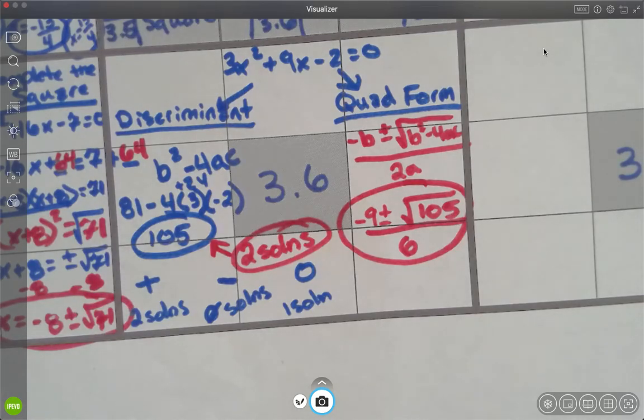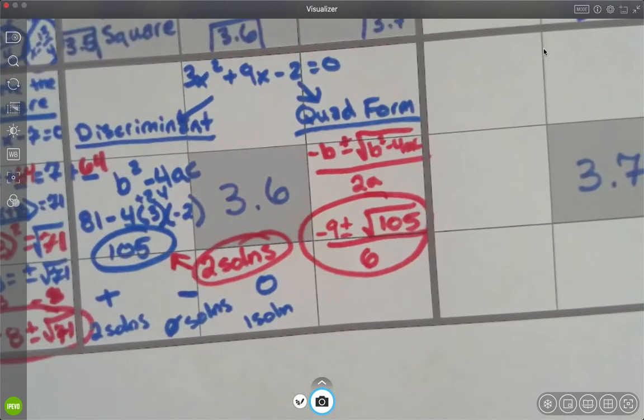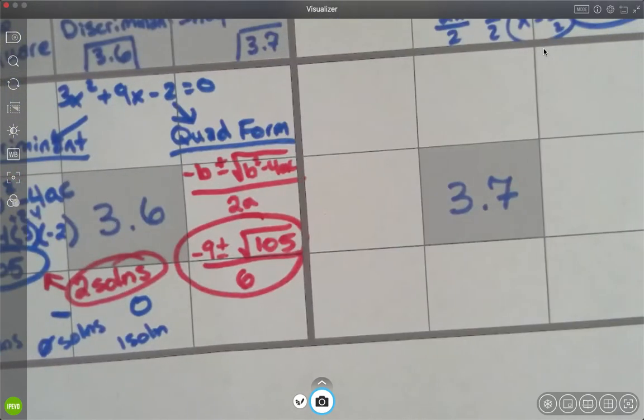Now, if I plug this into my calculator, I'm going to get decimal numbers. How many decimal numbers? Two, right? One over here, one over here. What do those two decimal numbers represent? Two solutions. What does that mean? It's the zeros, it's where the graph crosses. There are two places where it crosses. Those are the two places where it crosses.